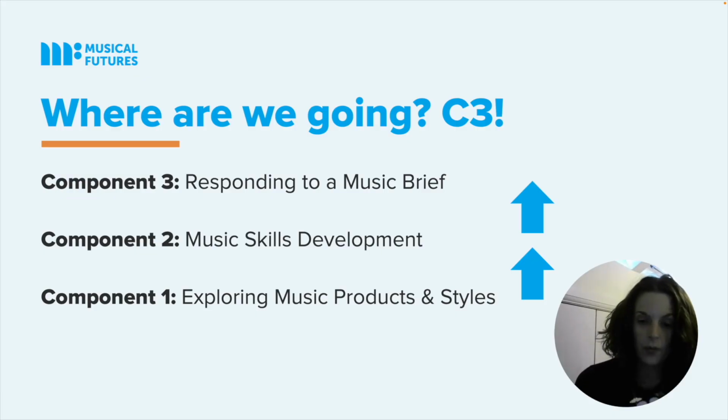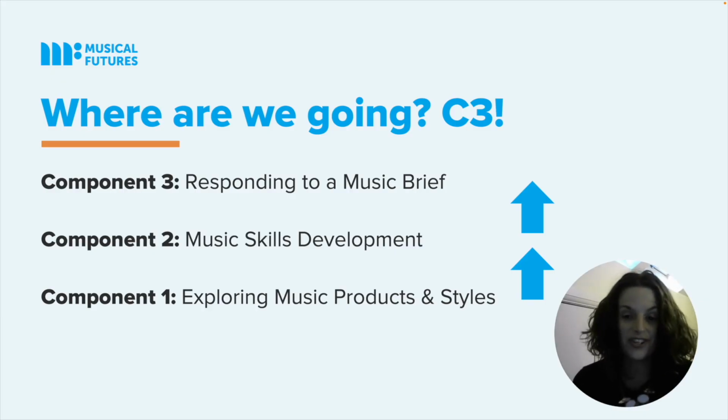So where are we going? Well, we're going towards Component 3, aren't we? We're all going towards this responding to a music brief that's set in Year 11, where the students take a song and they put it into a new style, which is why looking at different approaches to different styles and how you develop those skills and techniques is super important through Component 1 and Component 2, and we do loads of that in Musical Futures. Hooray!